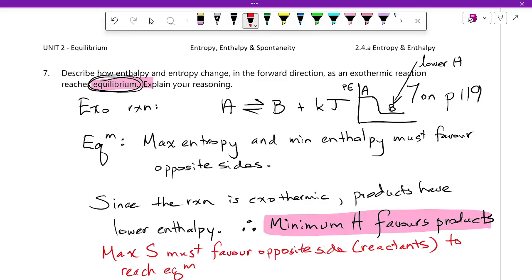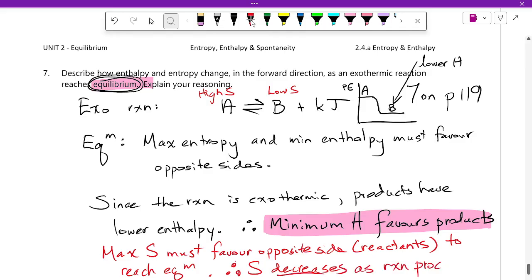So for our reactants, we have high entropy, and for the products we have low entropy. Therefore, entropy decreases as the reaction proceeds. And since the reaction is exothermic, enthalpy decreases as the reaction proceeds.